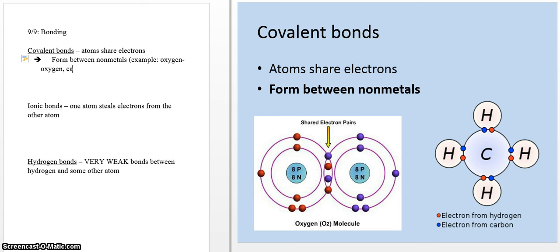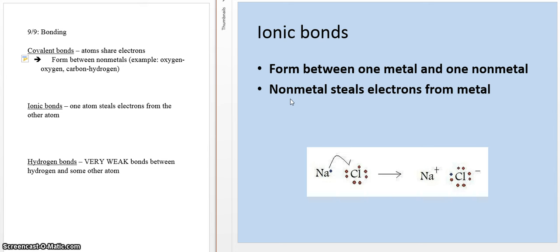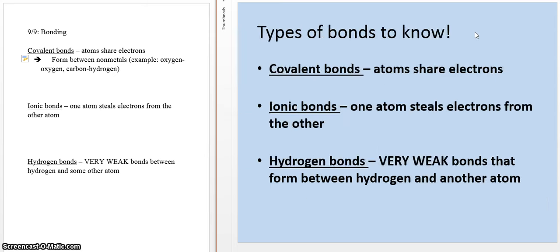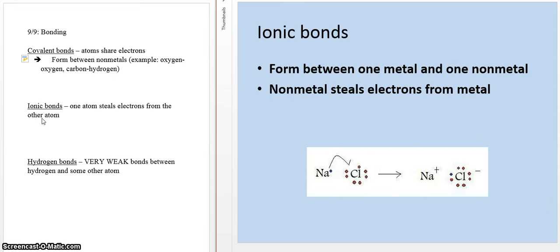Ionic bonds. They form between one metal and one non-metal. The one you see in the picture here is sodium and chlorine. Sodium chloride is salt, table salt. But if we look back at our periodic table, here's sodium, it's a metal, and way over here is chlorine, it's a non-metal. So when sodium and chlorine come together, that is a metal and a non-metal. It's an ionic bond.